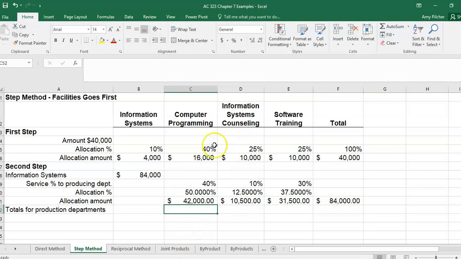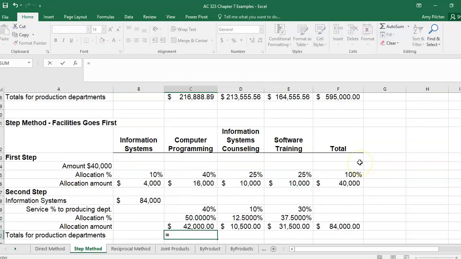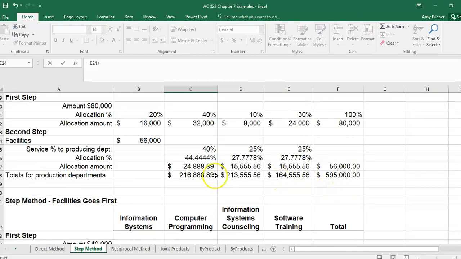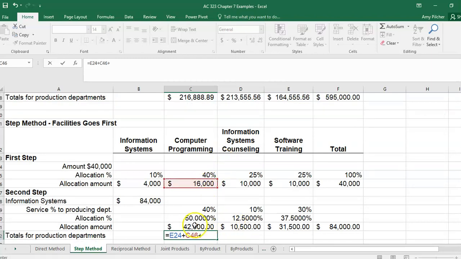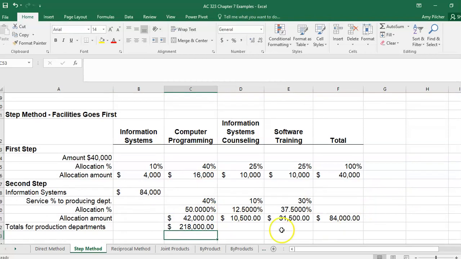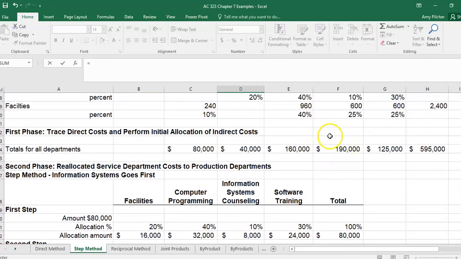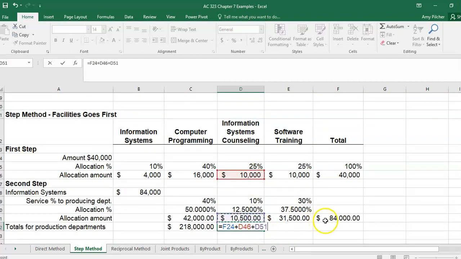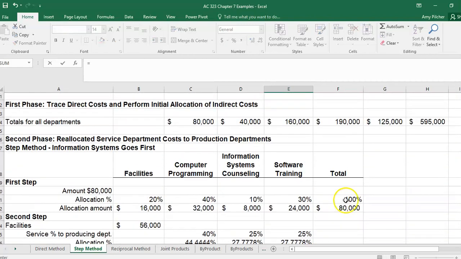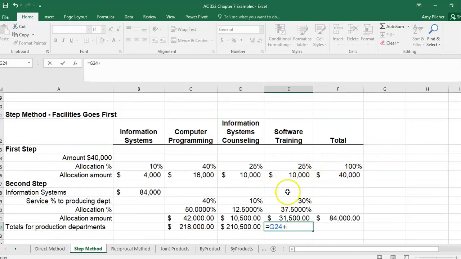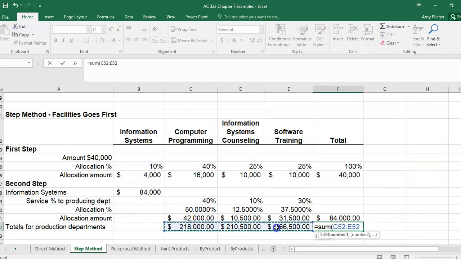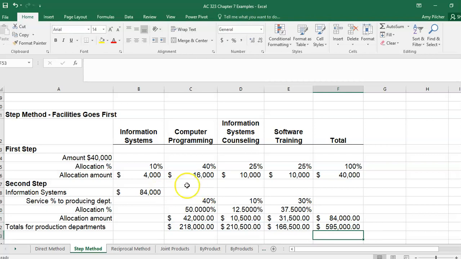So the totals for our production departments, just like before, we take their amount plus the amount allocated from facilities plus the amount allocated from the service department, information systems. And we've still allocated our full 595,000.